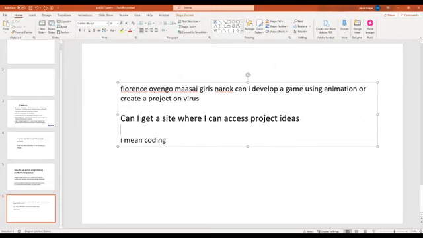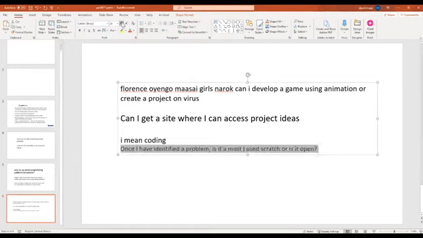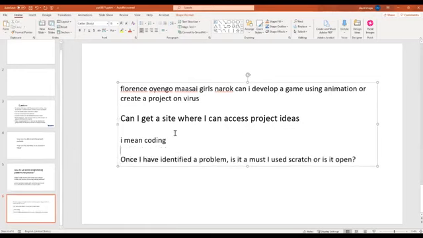I've put two questions. Can you see them? Because I want to see if at all you've seen those questions. Those ones have been answered. Then probably, that question, has it been answered? Once I identify a problem, is it a must I use Scratch or is it open? We said it is very open, but because ours is problem based, we want to see you doing it.